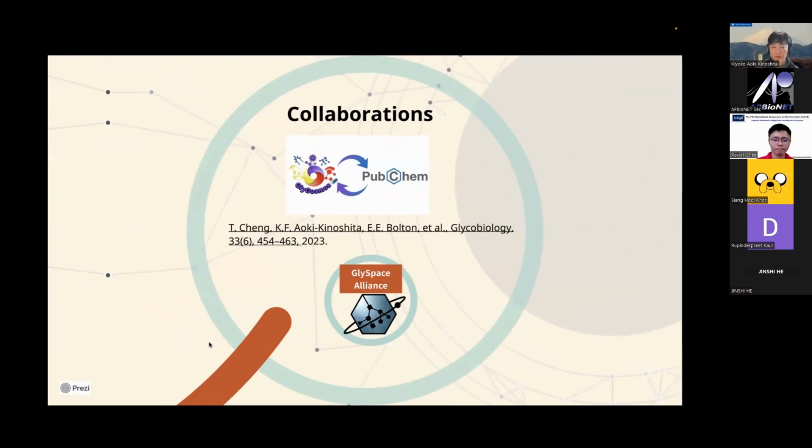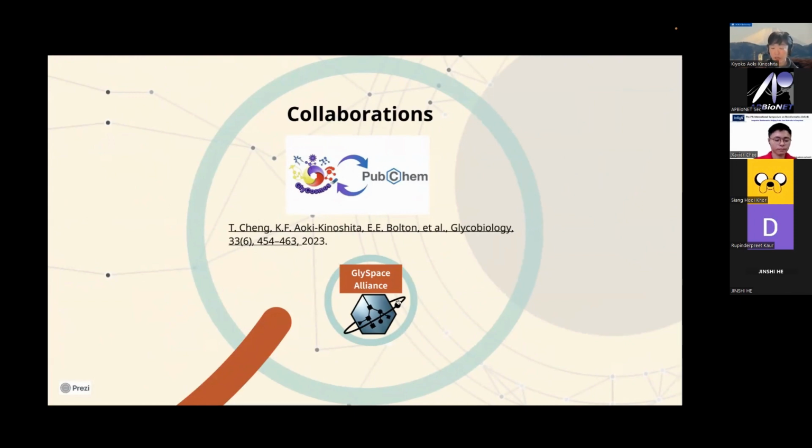Overall, we've been working with PubChem because glycans are very complex molecules, but they have a lot of information about glycans, not just glycans, but genes as well, and publication information. So we are continuously working together to integrate our information and link with each other. We published this this year.